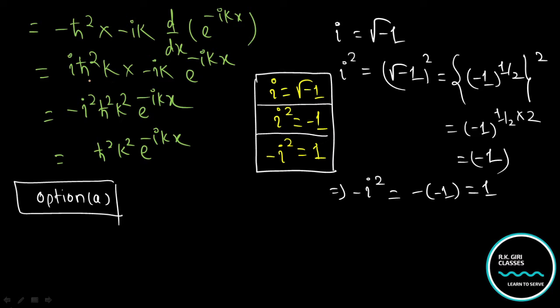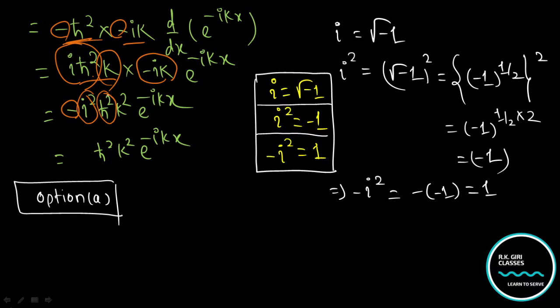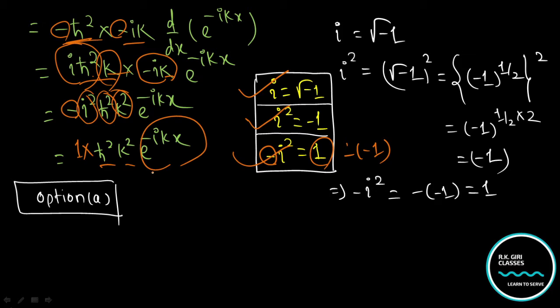Now you will have the result like this: i h cut square k, this is negative, negative into negative is plus, that is i h cut square k, and multiplied with minus ik, that is minus i square h cut square k square, right? You already know that i is equal to root over minus 1, i square is equal to minus 1, and minus of i square is equal to minus of minus 1, that is plus 1. So this is 1 into h cut square k square e to the power minus ikx.